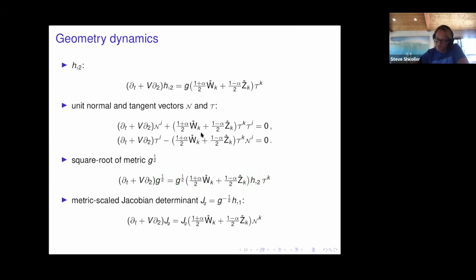And then finally, you introduce this metric scale Jacobian determinant. So this is the original Jacobian. This is the determinant of gradient psi. And you multiply by 1 over the square root of the metric. This turns out to be a beautiful quantity. And this has this incredibly nice evolution law. And what's nice, this is really small compared to this, so you can ignore it. It's basically telling you that the Jacobian determinant is behaving like e to the time integral of the normal derivative of the first Riemann invariant. And that's kind of what you want.